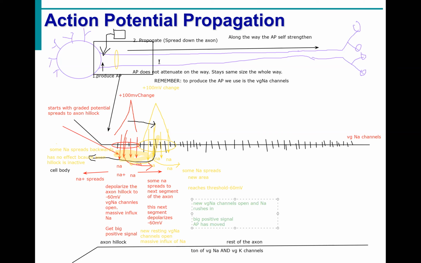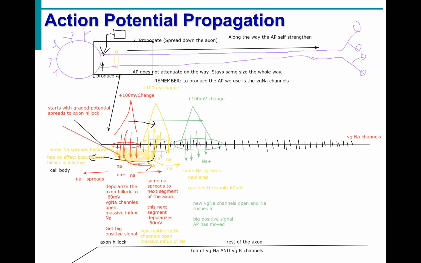Right? So again, now at just this location, these voltage gated sodium channels are going to open. We have a massive influx of sodium, all of this sodium entering. I'm just going to write sodium one time this time. All this sodium coming in. And again, we are going to get that big plus 100 millivolt change. And it looks like our action potential has continued to spread down.